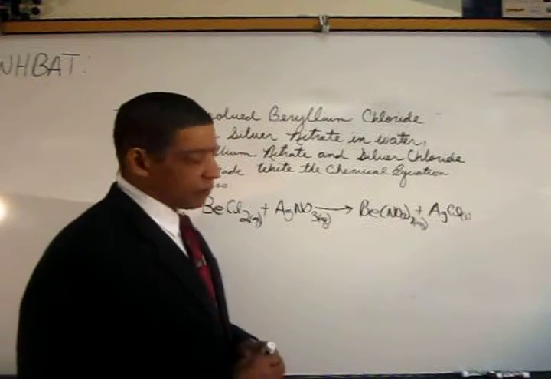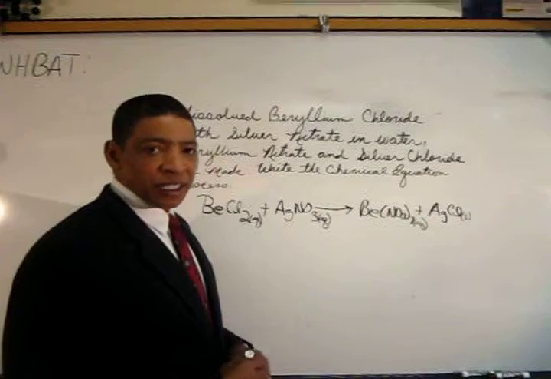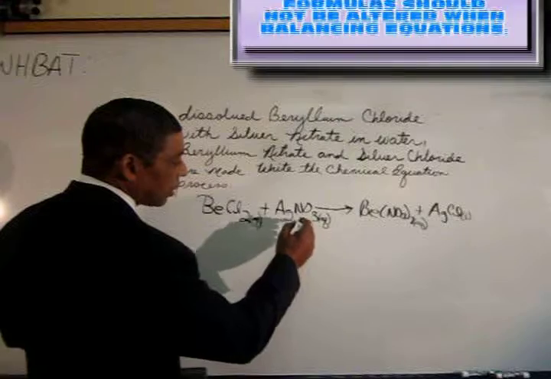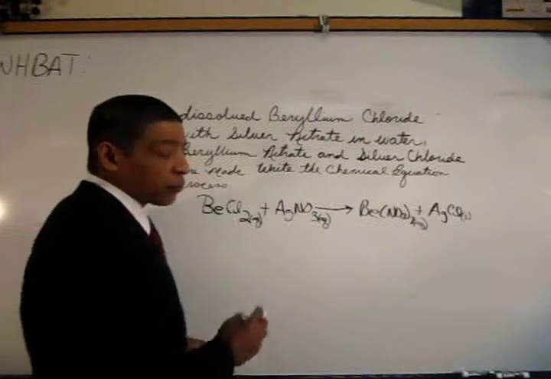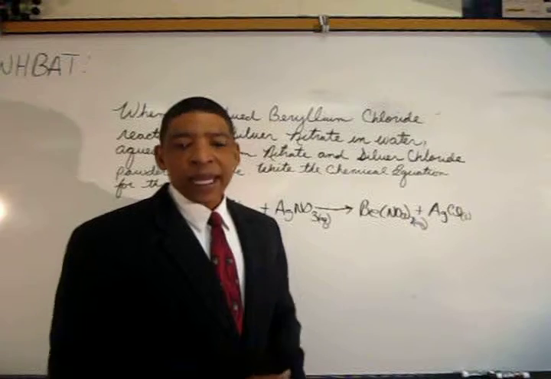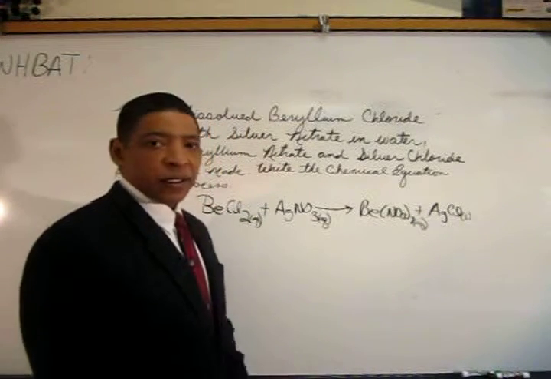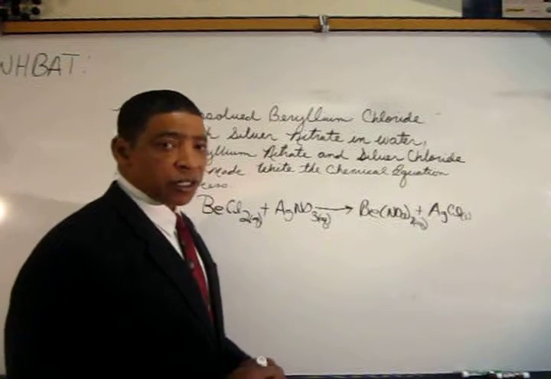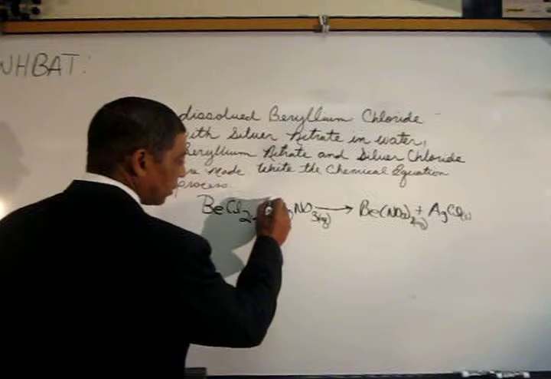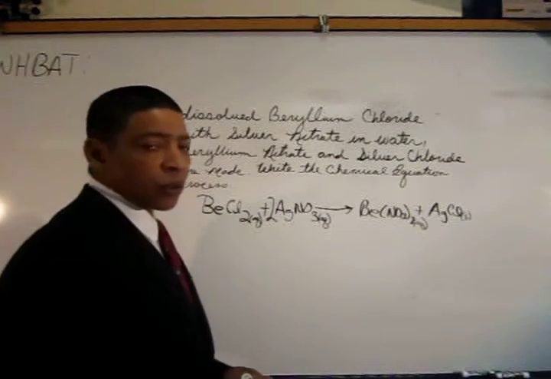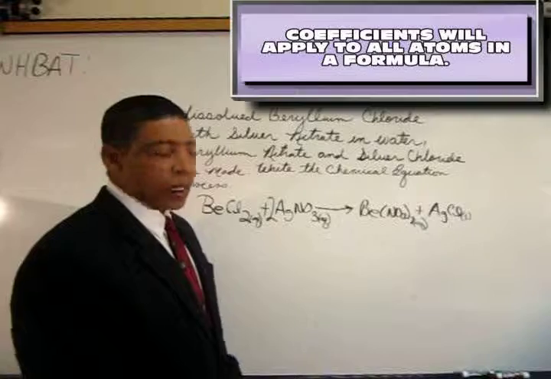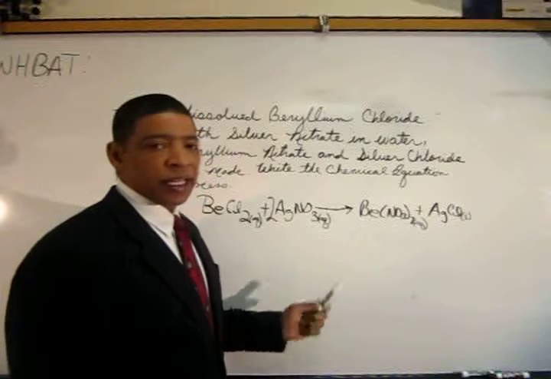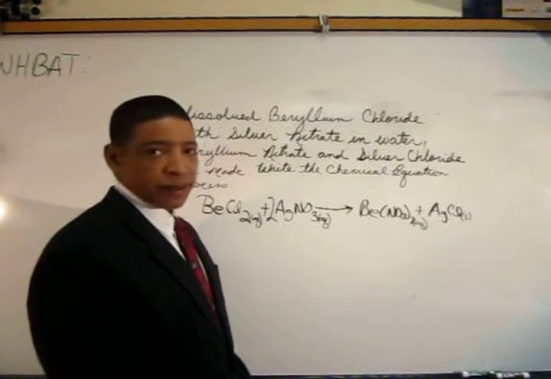You may not balance nitrates or balance anything by breaking the formula apart and placing a coefficient in front of the species within a formula. You may not alter a formula to balance an equation. You may, however, use a coefficient in front of the entire formula. Placing a 2 in front of silver nitrate will double the number of silvers as well as the number of nitrate ions in the compound.